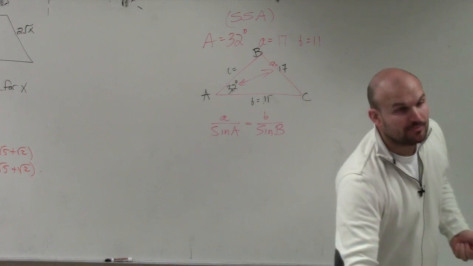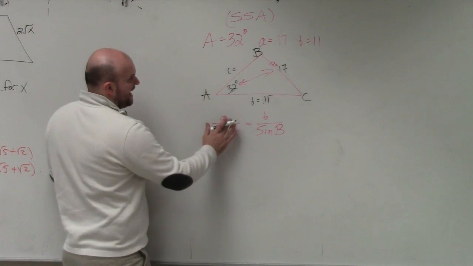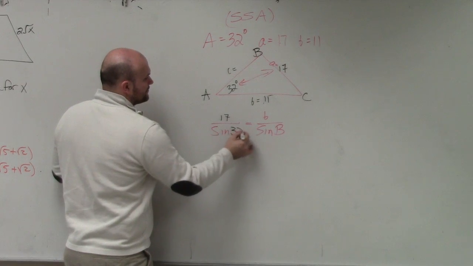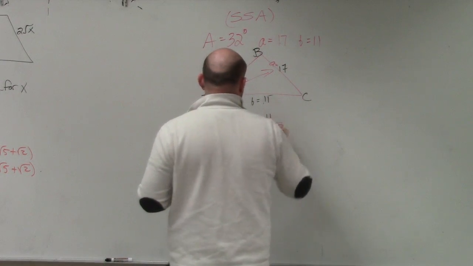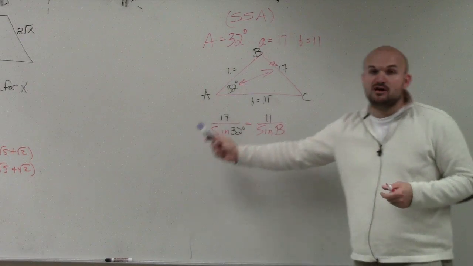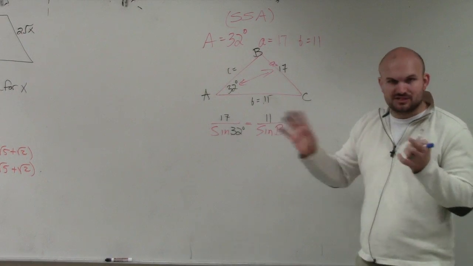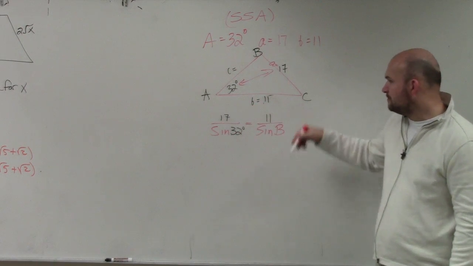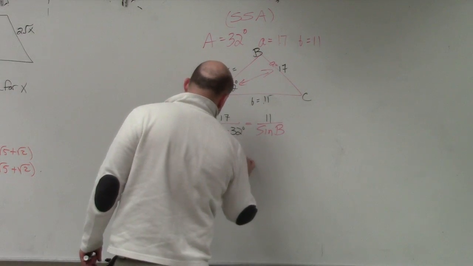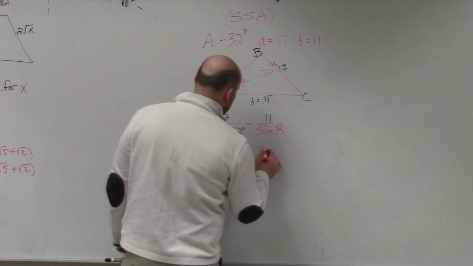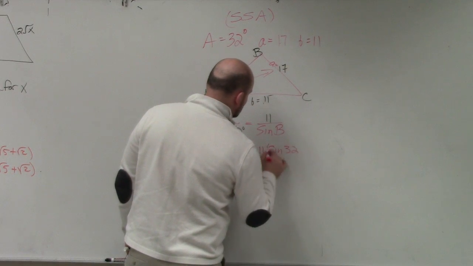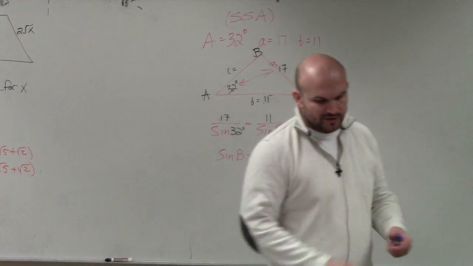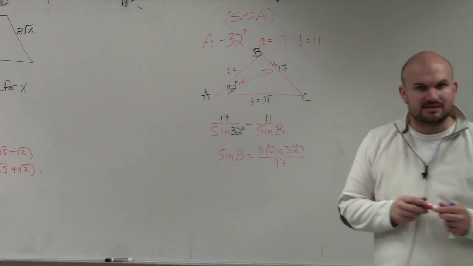Yes? So now I just plug in the information that I'm being provided. a is 17. Angle A is 32 degrees. And b is 11. Now, you can apply cross multiplication, whatever makes sense to you. You need to solve for B. The main important thing is you need to multiply by sine of B on both sides, and then multiply by the reciprocal. So you guys should know that sine of B is going to equal 11 times the sine of 32 degrees divided by 17. I'm just not going to show all the math because you guys should be able to get to that point on your own. Is everybody OK with getting to that point?